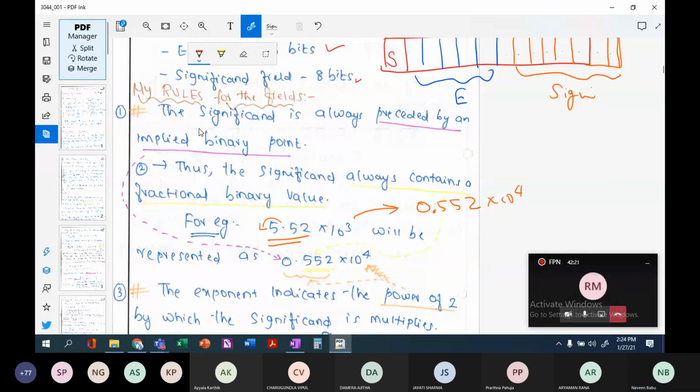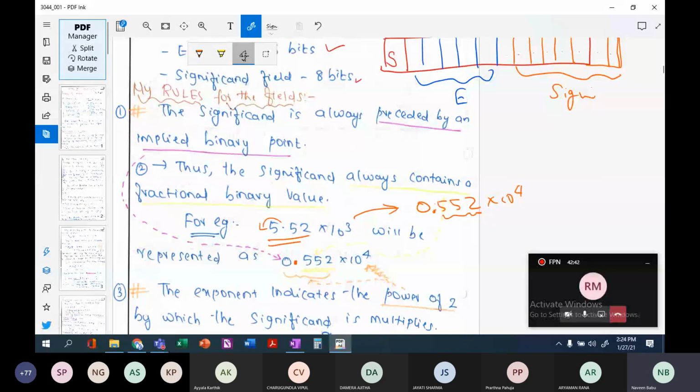Always, the significand is preceded by an implied binary point. The data that I want to represent, 552, is always preceded by my decimal point. Always I will have 0 in front of it, which means by standard I'm not going to represent the 0 at all. All I'm going to represent is only this 552.